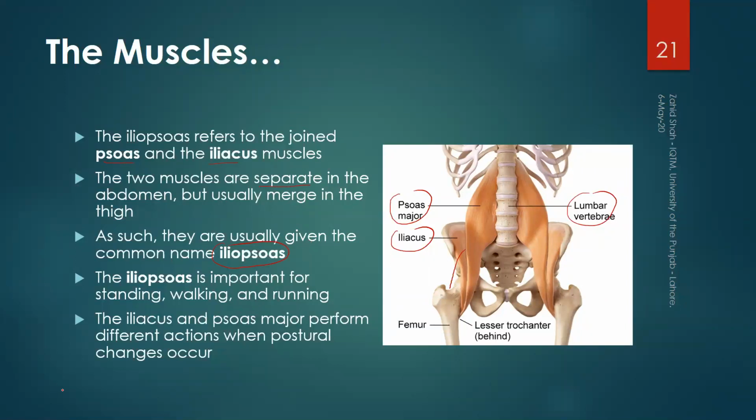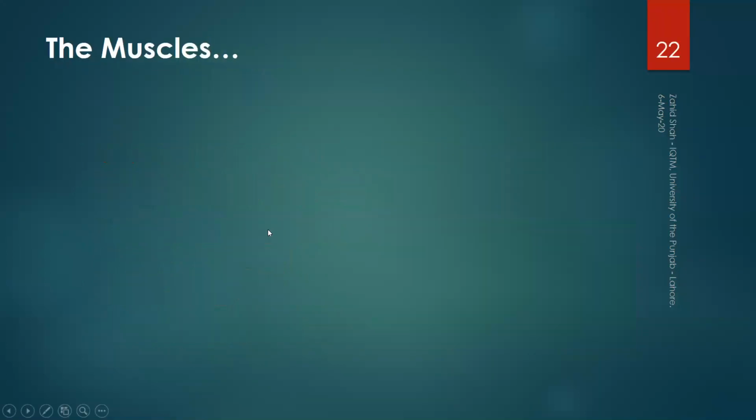This muscle plays an important role during standing, walking, and running. Again, you can see that this is attaching your backbone with your thigh bone. So this joint is very important when you're standing, walking, and running. They perform different functions when postural changes occur. So, iliopsoas muscle.